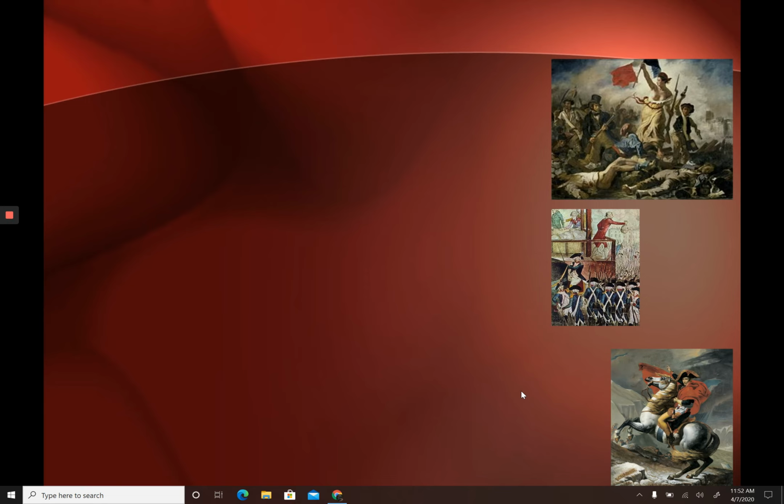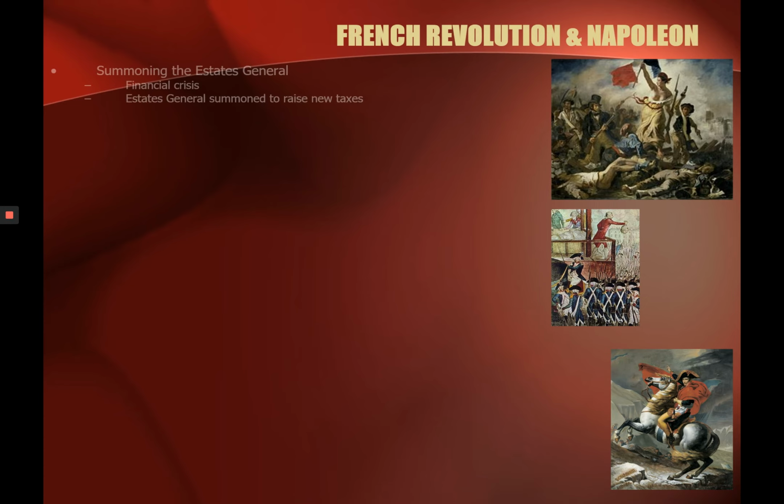The next major political revolution that we're going to see after the American Revolution would be the French Revolution. So when we look at the causes of the French Revolution, first off, the same Enlightenment ideas that inspired the American Revolution are also going to inspire the French Revolution. We're also going to see the American Revolution inspires the French Revolution. One of the big factors, though, that ultimately led to the outbreak of the revolution itself was economic problems.